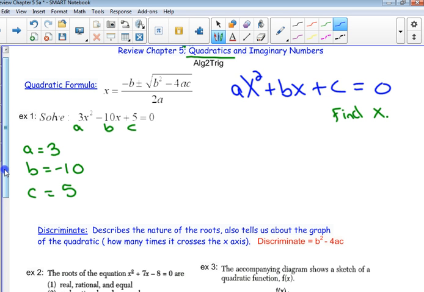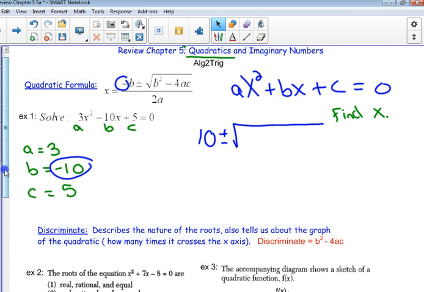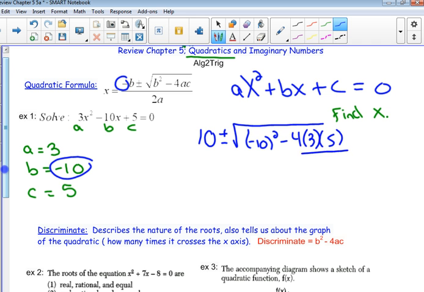So we set this up. Watch out for this: negative 10 in your formula's got a negative, so what does that become? Positive. Good. So positive 10 plus or minus the square root. And this part underneath your radical, you have to be careful of. B squared, you have a negative 10 squared, so make sure that's in parentheses, otherwise your operations are messed up. So minus 4 times 3 times 5, all over 2 times 3.